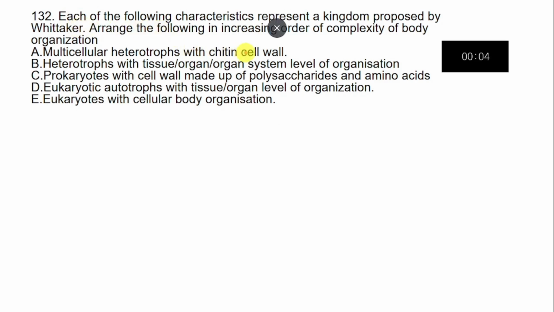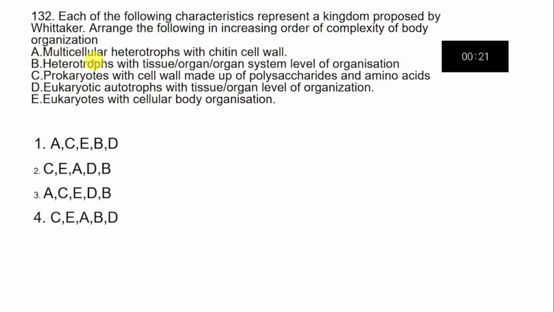Each of the following characteristics represents a kingdom proposed by Whittaker. Arrange the following in increasing order of complexity of body organization. Again, it looks difficult, but it is not difficult. Keep the options ready. First one is multicellular heterotroph with chitin cell wall. Chitin is a hint here. It stands for fungi. In the Whittaker system, we have Monera, then Protista, then fungi, then plant, and then animal. So fungi comes at the third level, and A should be at the third position.